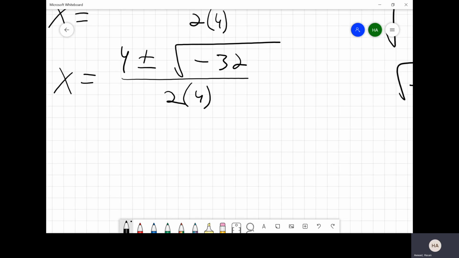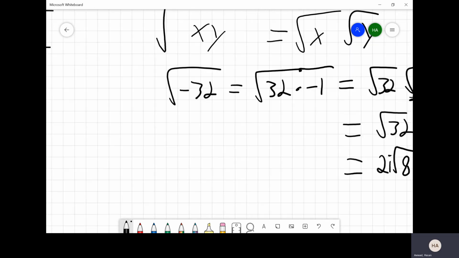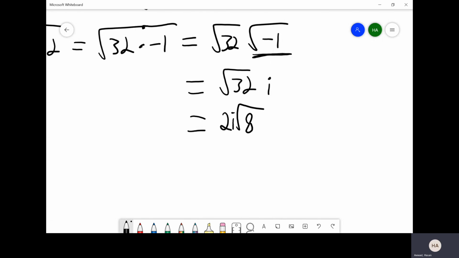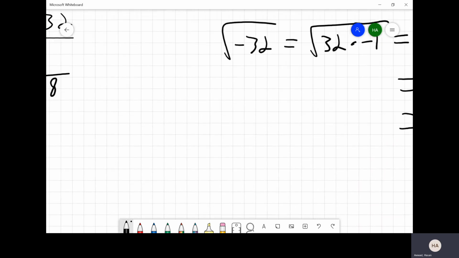So what happens? Again, we simplify this, and we get 4 plus or minus 2 times i times square root of 8. We can actually do a little better. I just realized, sorry, it's a little late that I'm doing this. Square root of 8 is also square root of 4 times 2. So this is 2 times i times square root of 4 times square root of 2. Square root of 4 is 2, so 2 times 2 we get 4 times i times square root of 2. Sorry, my mistake. Again, a little late that I'm recording this.